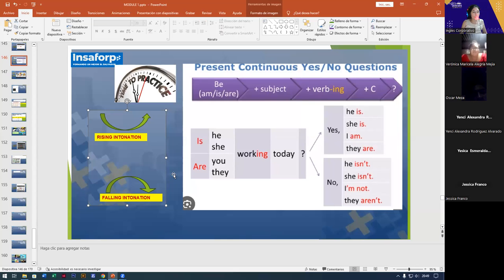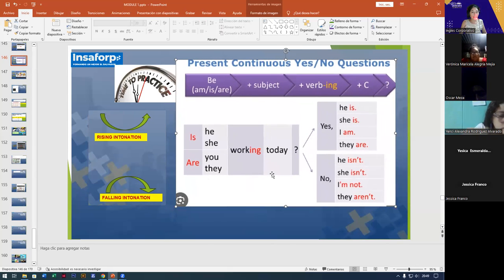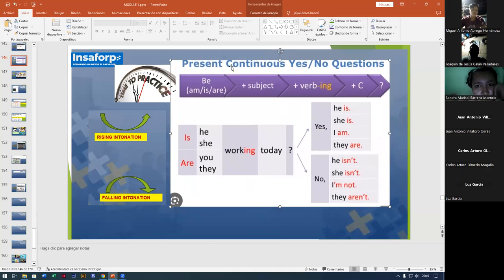Now tell me, so we are with rising intonation and falling intonation. We have the case of the yes, no questions. Tell me there, yes, no question. What is the correct form? Rising intonation or falling intonation? What's the correct in the case of yes, no question? Rising intonation. It's rising, right?